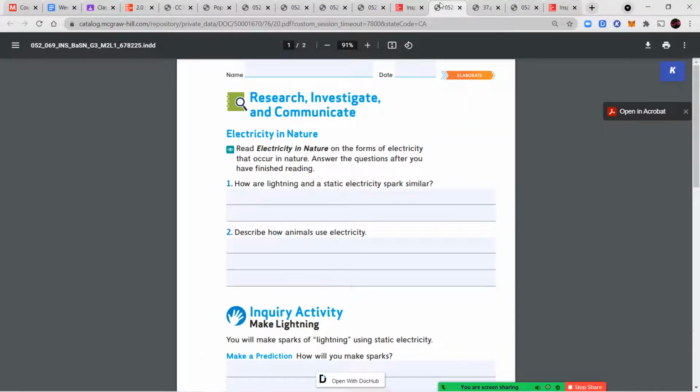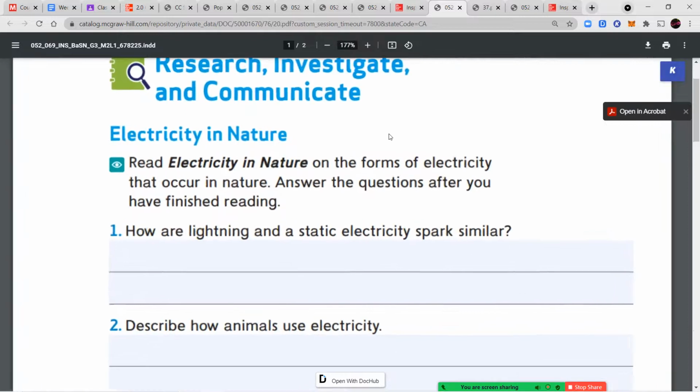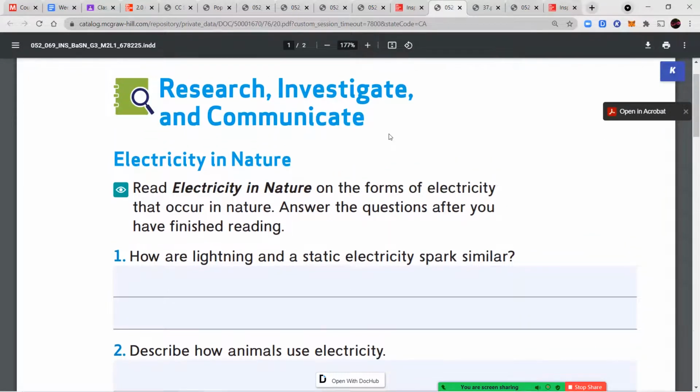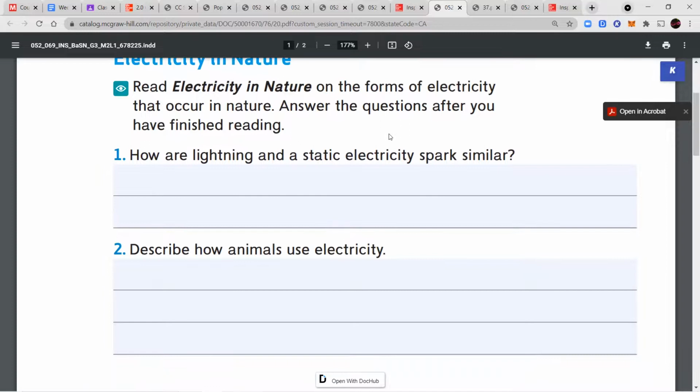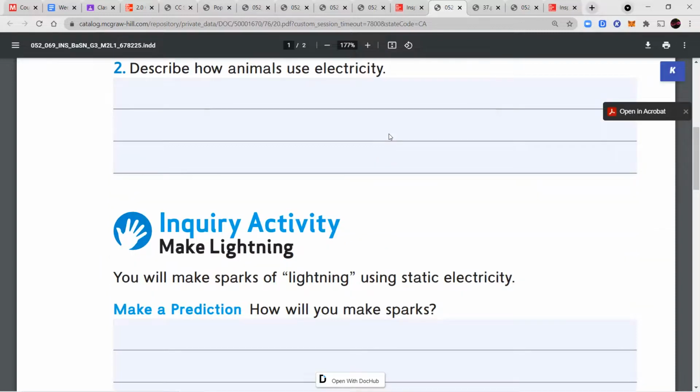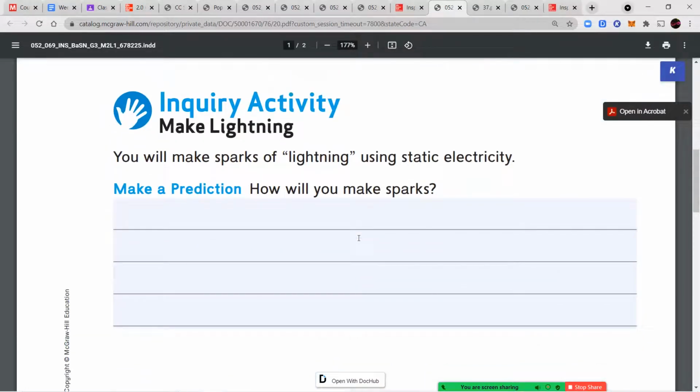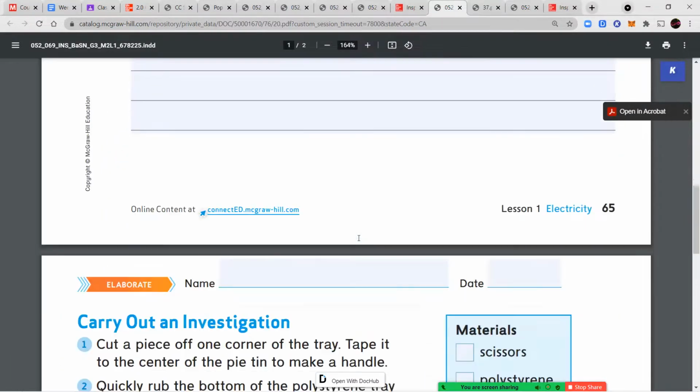Now, after you've completed that activity, we're going to go on to our next page, onto page 65, and we're going to read the handout about electricity in nature. And this is going to tell us about the different forms of electricity that occur naturally out in the world. And then we're going to answer the questions after we've completed the reading. So our questions are, how are lightning and static electricity sparks similar? Describe how animals use electricity? And then you're going to make sparks of lightning using static electricity.